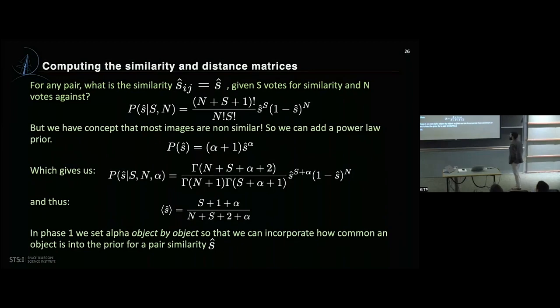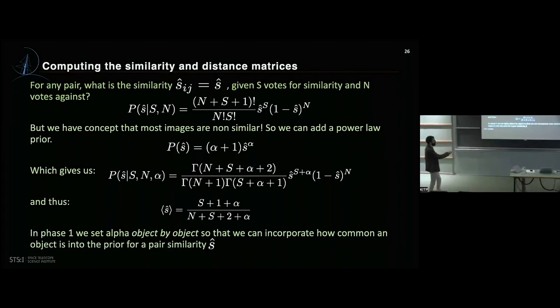But most images are not similar, right? In general, if you look at two things, they're not similar. So in some sense you have a prior, and you can put on top of that a power law prior. That's what we're doing here, and that gives you a slightly more sophisticated function. I'm using the gamma function instead of factorial because this is not an integer. Then you can get a typical expectation value for your similarity given the number of votes and given this alpha.